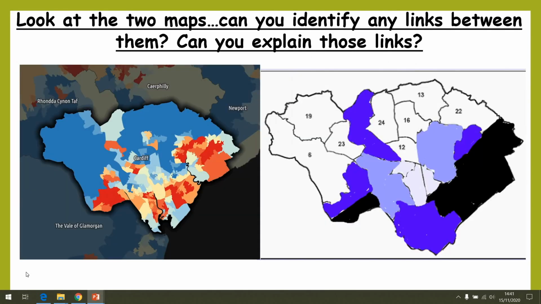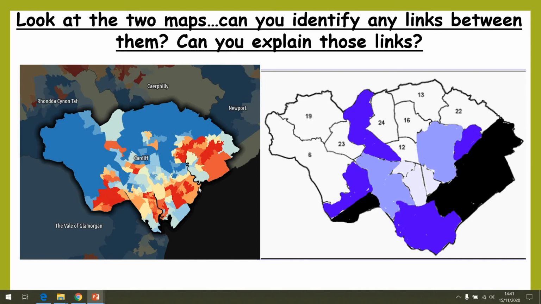Okay, so when we take a look at them side by side, what do you notice? So this one is which areas have the least and most money. This one is which areas have the least and most ethnic communities. If you put one map over the top of the other, is there any link here? Yes, there absolutely is, isn't there? More ethnic minorities, high level of deprivation. Most ethnic minority, high level of deprivation.